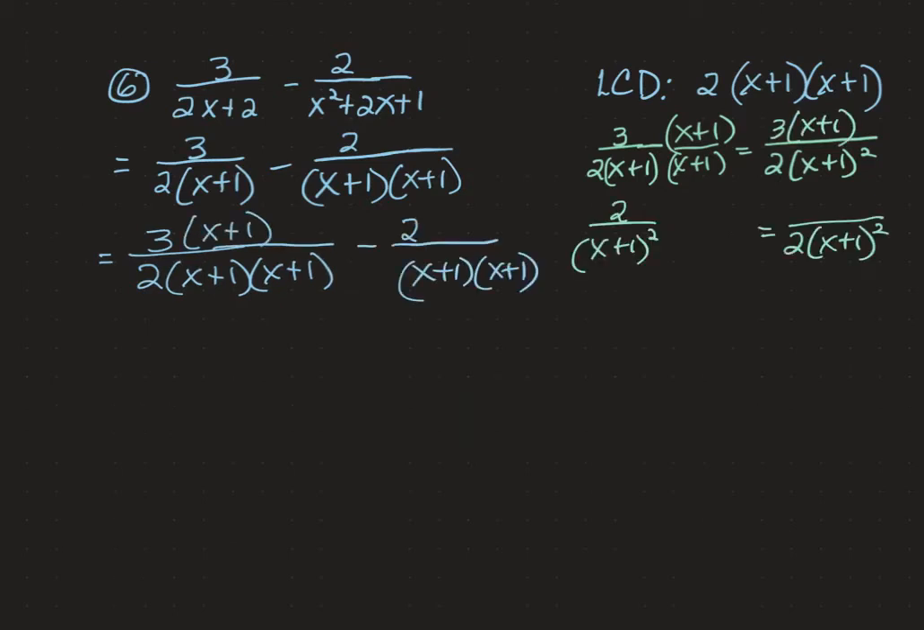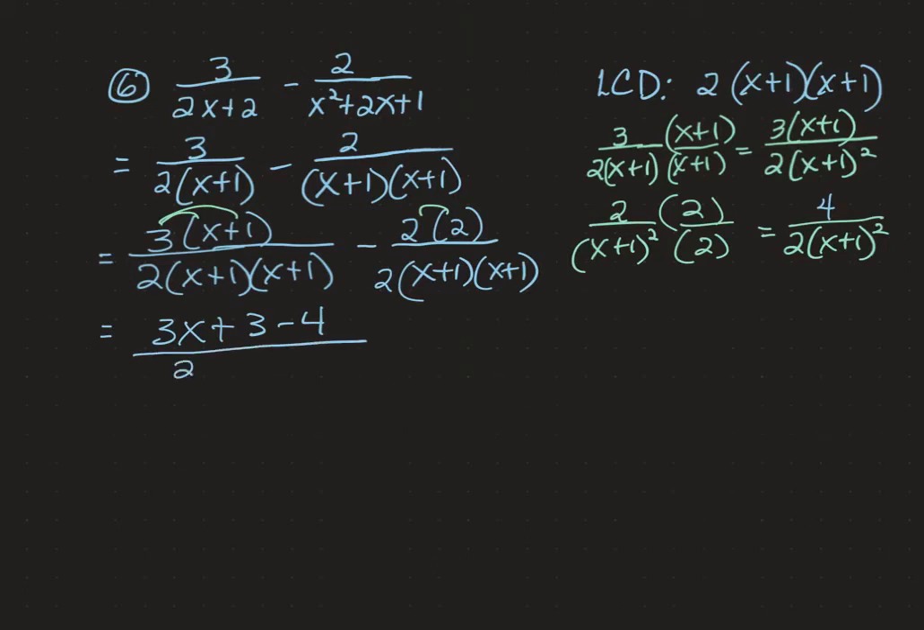What should we multiply our second fraction by to get it to have the correct denominator? By 2 in the numerator and in the denominator. So 2 times 2 and 2 times x plus 1 times x plus 1. And now we can go ahead and combine what we have here. But first I'm going to distribute and multiply. So 3x plus 3, and we have a subtraction of 2 times 2 over our common denominator.